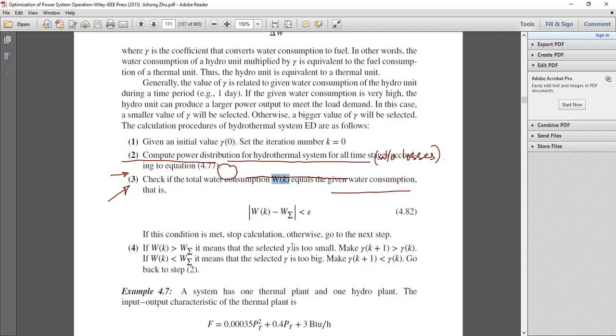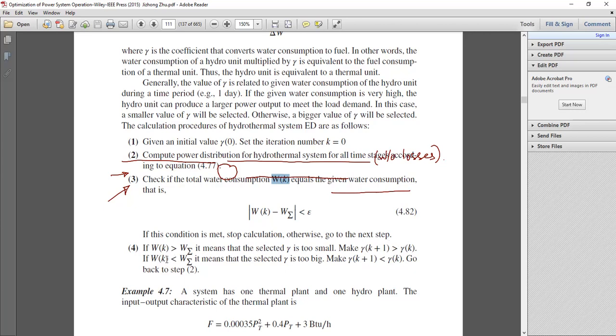So you have to increase the conversion factor so that this calculated water consumption comes closer to the available water consumption. Okay. So how do you update the gamma? The gamma has to be updated. You have to increase the gamma.